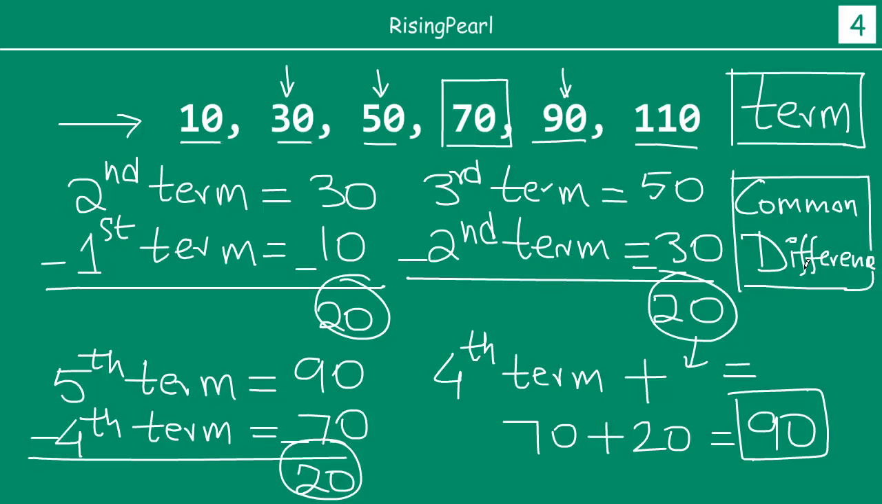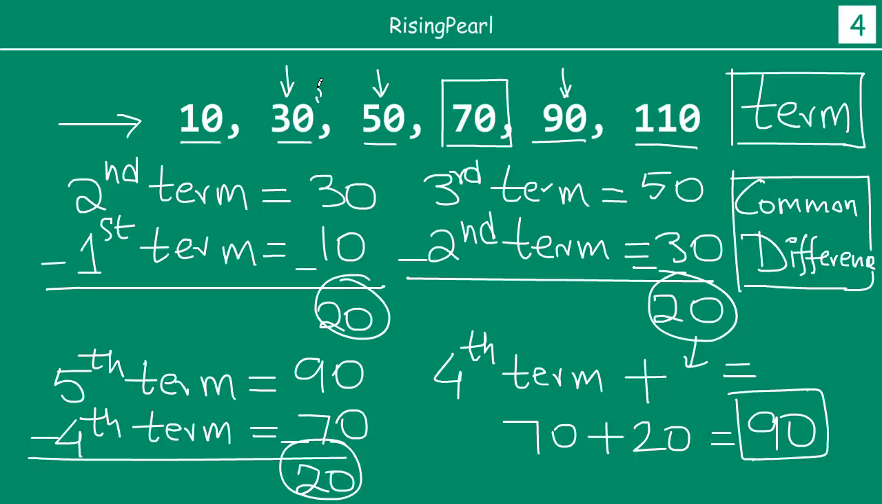And the reason it is called common difference is that if you take any term and subtract the previous term, that is, if you take the difference between any term and the previous term, you will get 20.